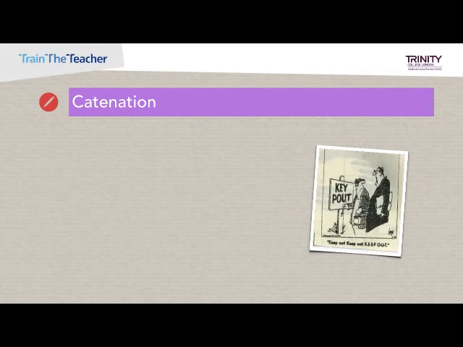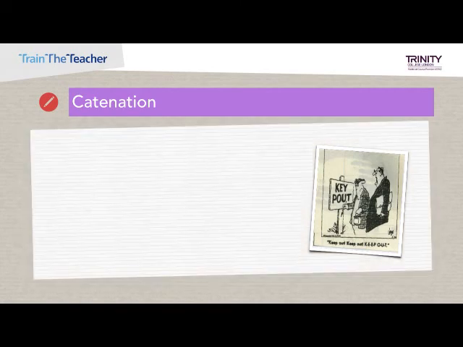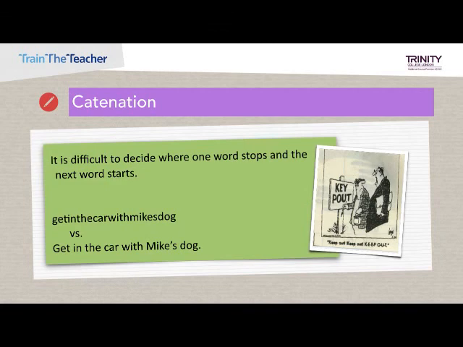Have a look at the picture on this slide. Pause the video and quickly discuss with your group or partner what the possible comprehension error here is caused by. So you probably came up with, it's difficult to decide where one word stops and the next word starts. Have a look at this example. Get in the car with Mike's dog. How easy is this to read compared to get in the car with Mike's dog?